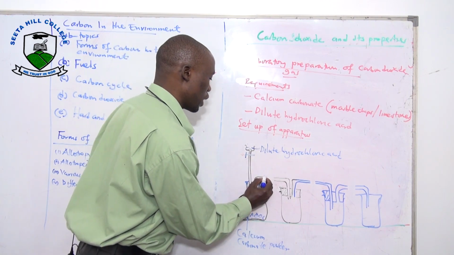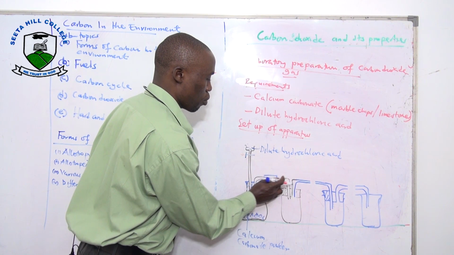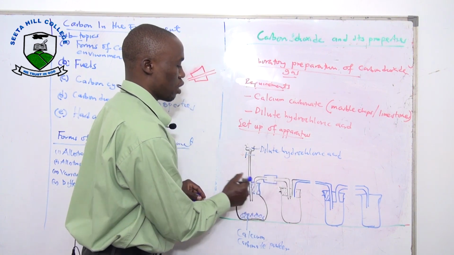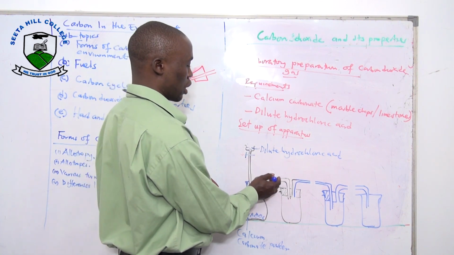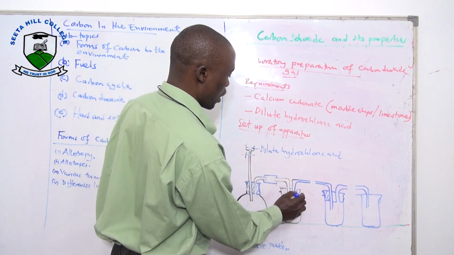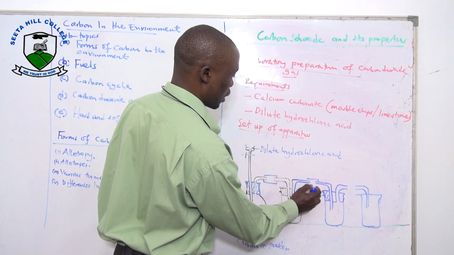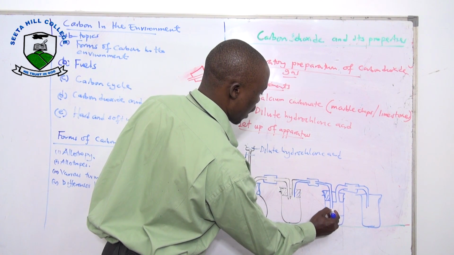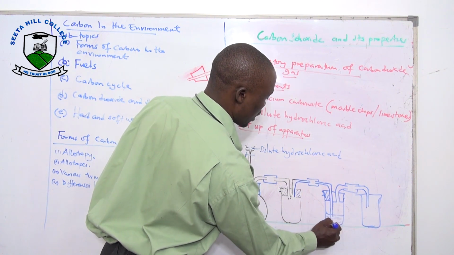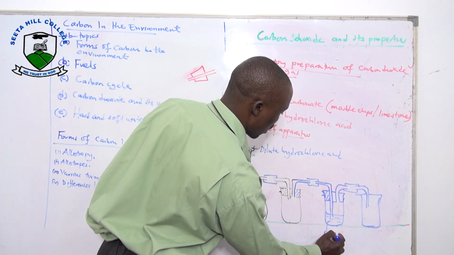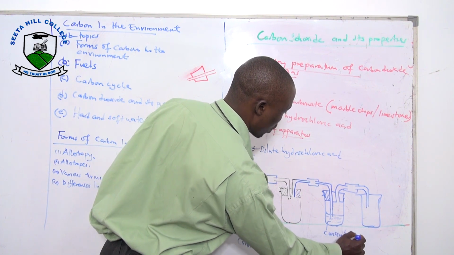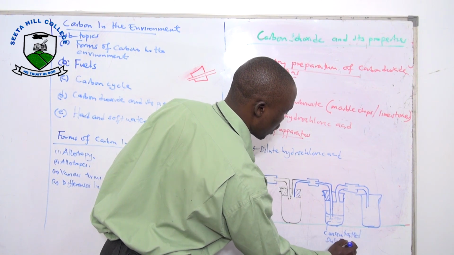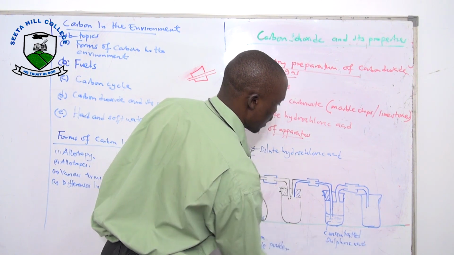Then it is connected to another delivery tube from here. Because the delivery tube is not long enough, we connect using a rubber tubing. Then we connect like that, and we connect this way. Now inside here we put a drying agent like concentrated sulfuric acid to dry the carbon dioxide before it is collected here. Concentrated sulfuric acid to dry the gas.